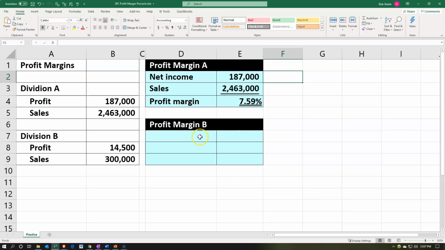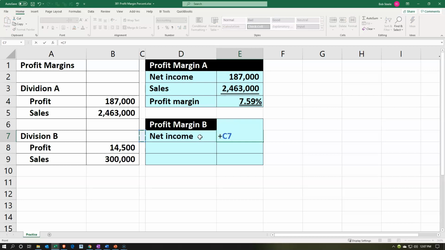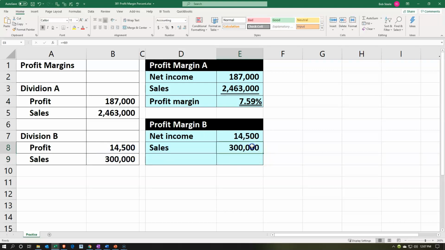So for example, if we had another company, let's say B here, and B is benchmarking or comparing themselves to A because they're in a related industry, but they have substantially different revenue amounts. For example, we're going to say the net income for B is 14.5, and then the sales is 300,000. So they have substantially less sales, but maybe they're in the same industry, and so they would still like to see how they measure up to A. Well, we can't do it with just the bare numbers here, but we can do it with the percentage.